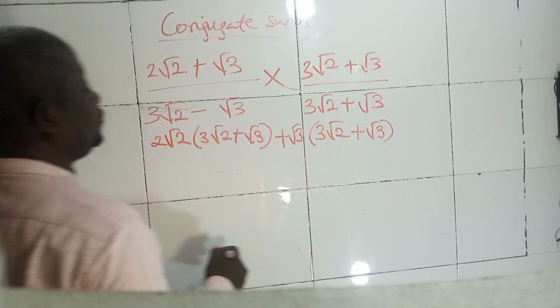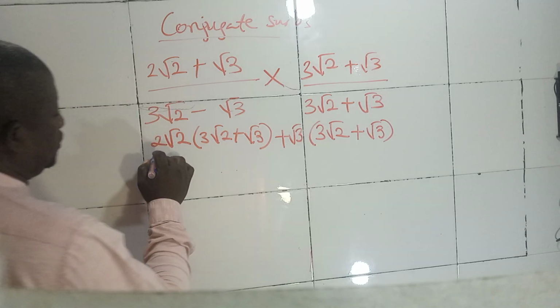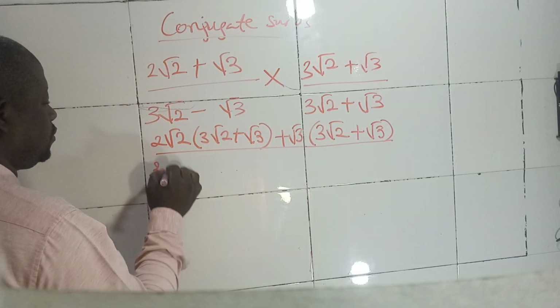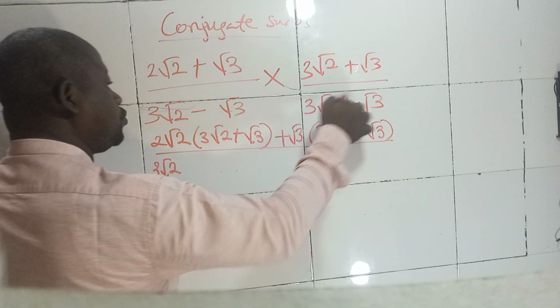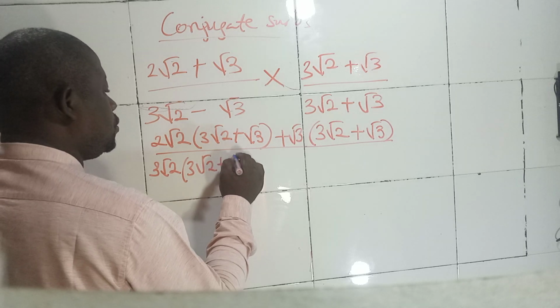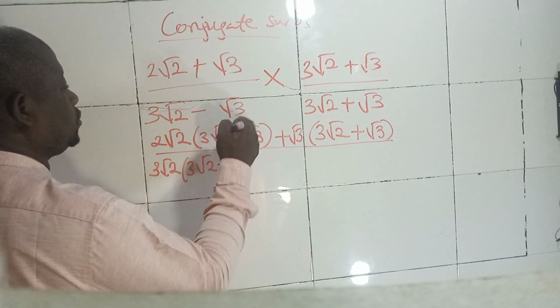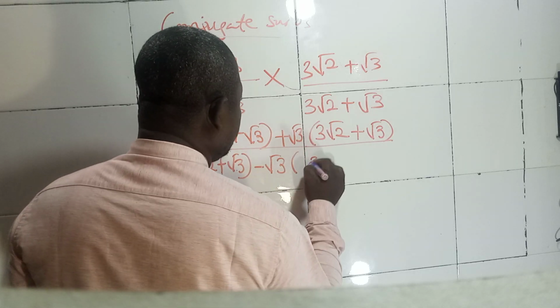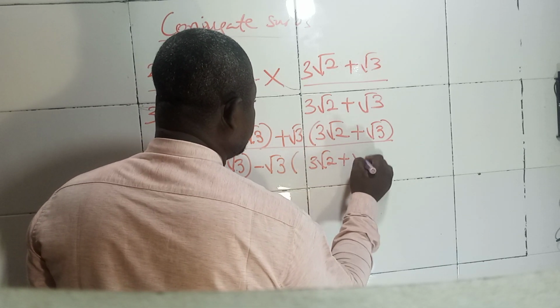We are expanding now. So all over, you pick this 3√2 into bracket of this (3√2 + √3), and you pick the second one, minus √3 into the bracket of (3√2 + √3).